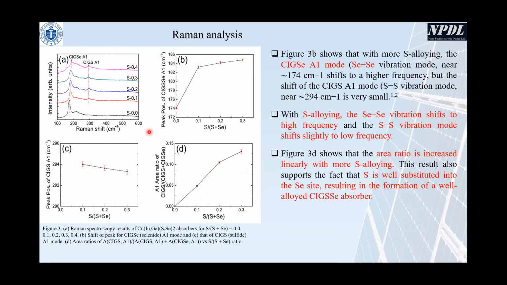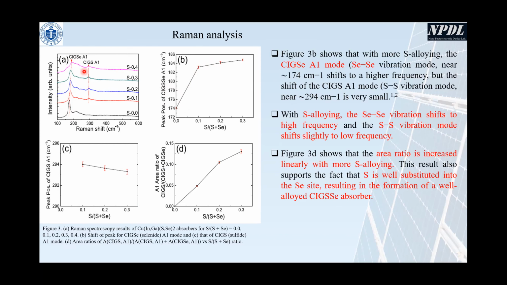And if we further check the Raman analysis of our absorber, we see that for the CIGS solar cell, there are two types of phonon vibration mode in the Raman analysis. One is the selenium vibration mode, and the other is the sulfur selenium vibration mode. This is the main peak of the Raman, denoted the A1 peak. This A1 peak is at 174. And if we look at the peak position of the A1 mode, it is shifted to higher frequency, which means a blue shift.